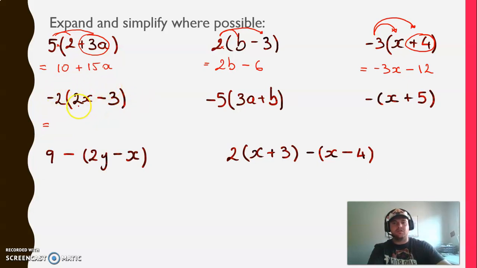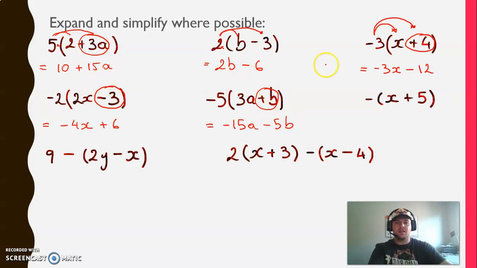Alright, the following term, I'm just going to do them directly, without drawing the arrows. If you have to, please continue to do so. Minus 2 times 2x is negative 4x, and then this is a minus 3, so minus 2 times minus 3 is positive 6. Okay, minus 5 times 3a plus b. That's minus 5 times 3a, that's minus 15a. And then minus 5 times this positive b is negative 5b.